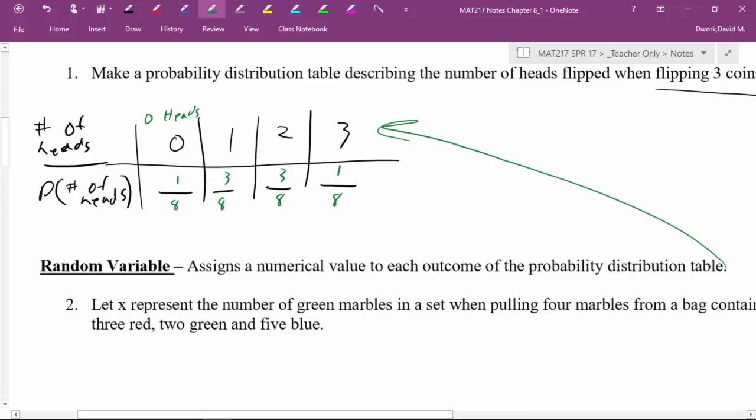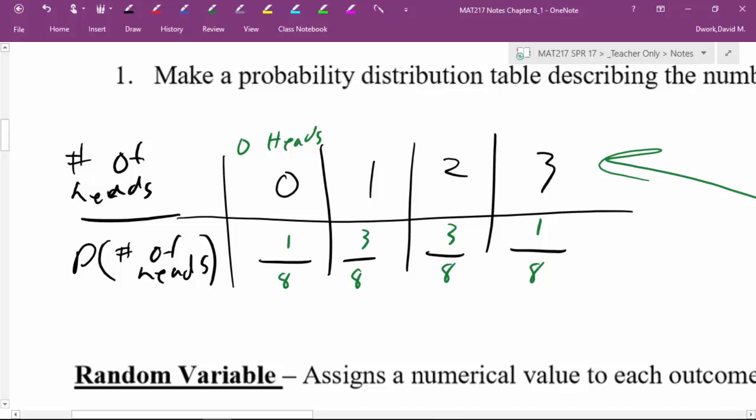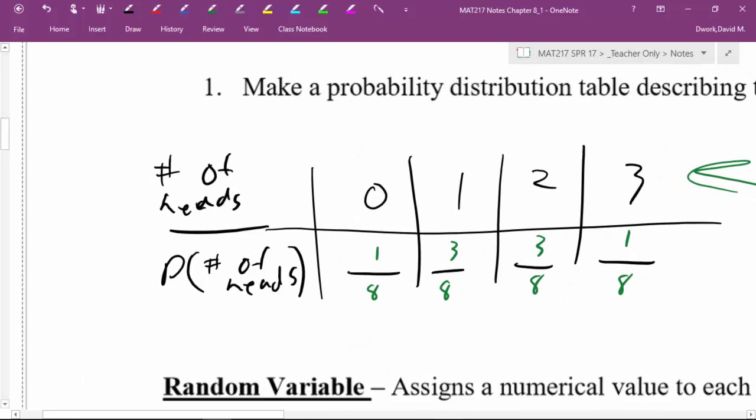So we already did a random variable. All it is, is taking an abstract idea and representing each outcome with a number. All right, so then the only change here is I actually have to define the variable. I'm going to say let my variable x equal the number of heads flipped.